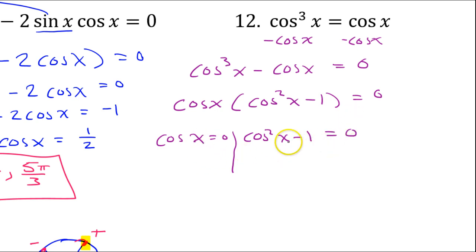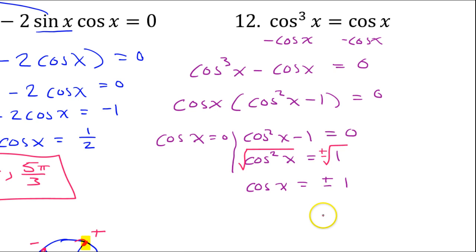This is already solved, but let me deal with this over here. Adding 1 to both sides gives me cosine squared x is equal to 1. Now taking the square root of both sides gives me cosine x is equal to plus or minus 1. This is me taking the square root of both sides. Don't forget your plus or minus. Square root of 1 is 1, so that's why I just have plus or minus 1.